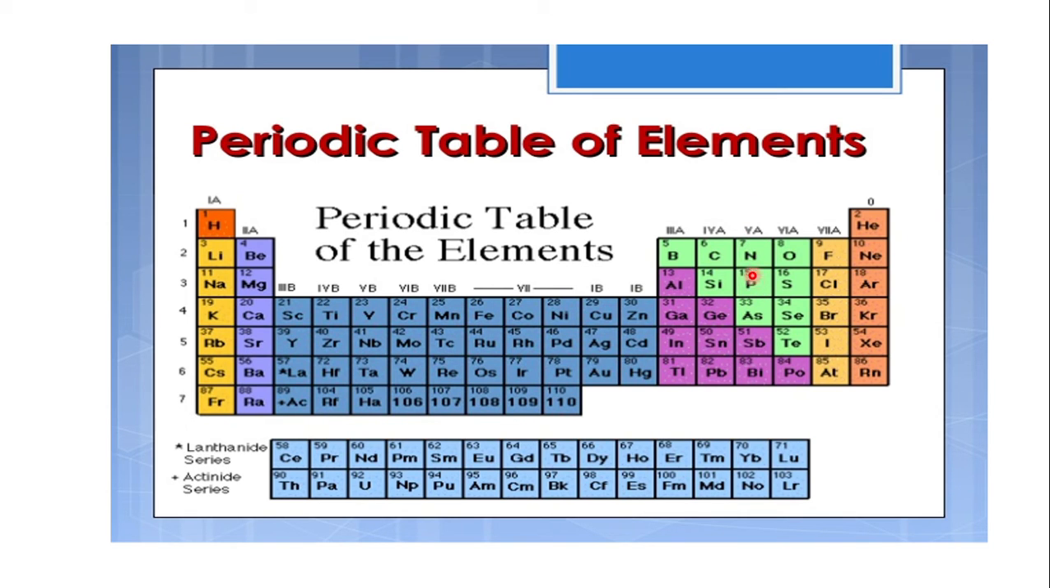So phosphorus is in the third row, which is the third period, which will have 3 shells, and it is in the fifth column, that is the fifth family along with nitrogen. So it is called the nitrogen family. Phosphorus belongs to the nitrogen family, which will have 5 valence electrons.